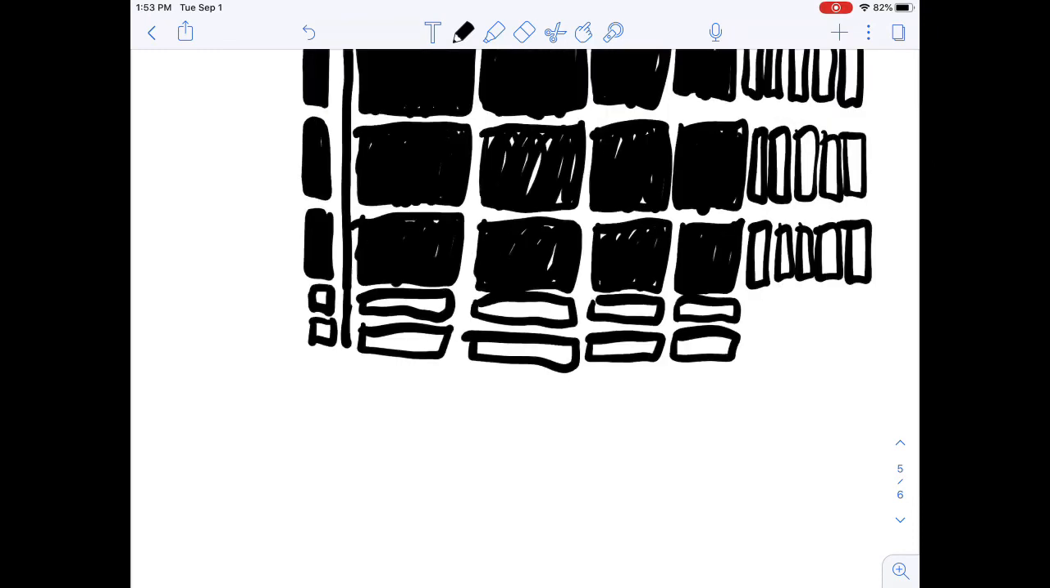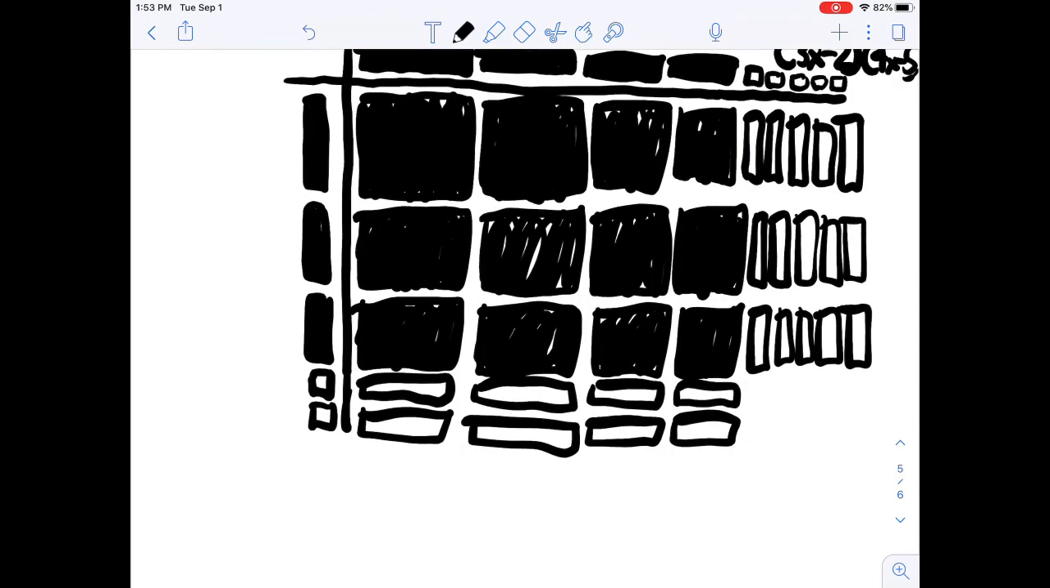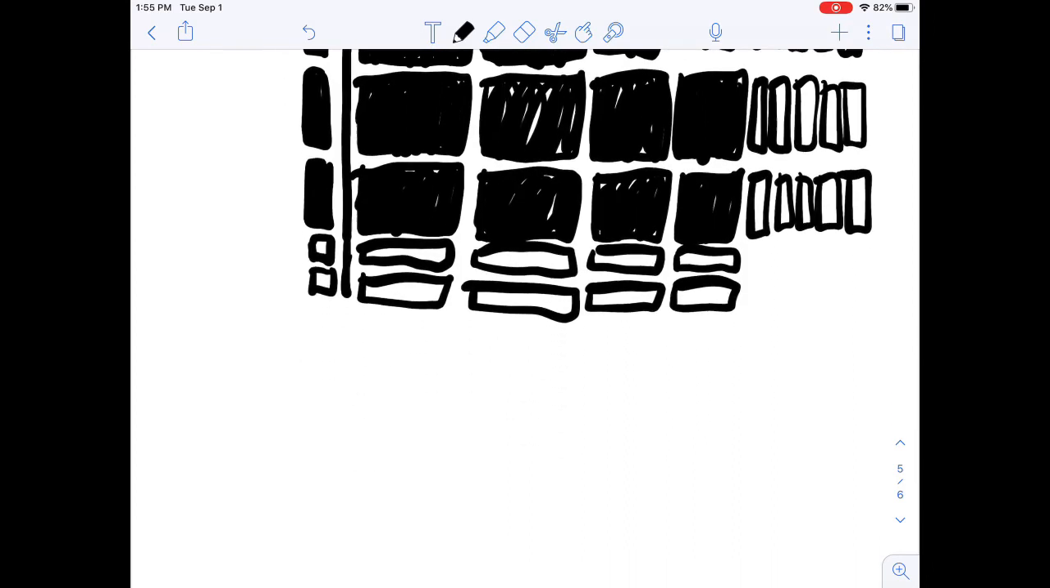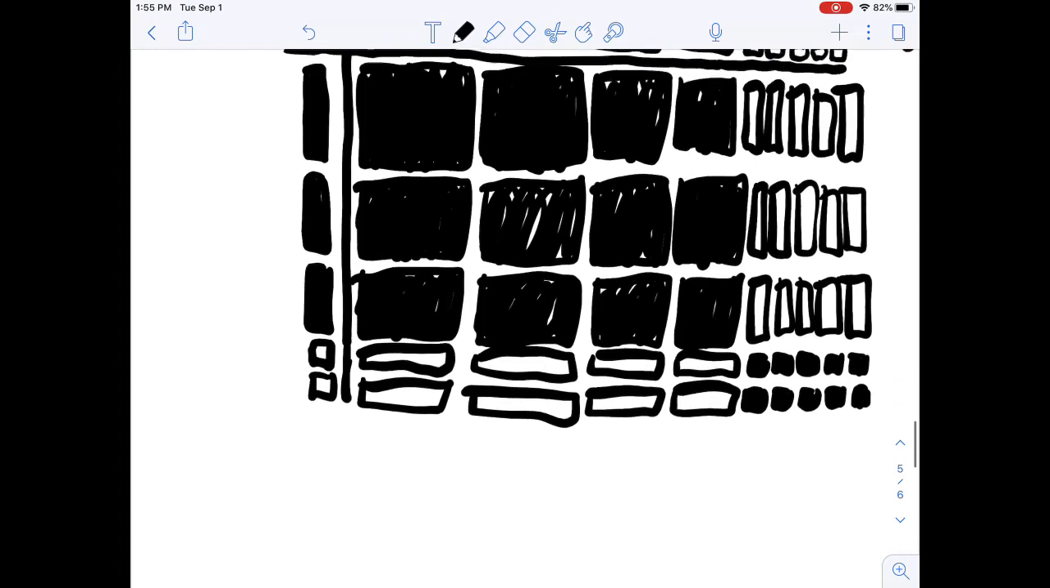And lastly, we're going to draw the small squares. So we have -2 on the side and -5 on the top. That's going to be positive because negative times negative is positive. So 10 small squares shaded. And this is what we end up with.